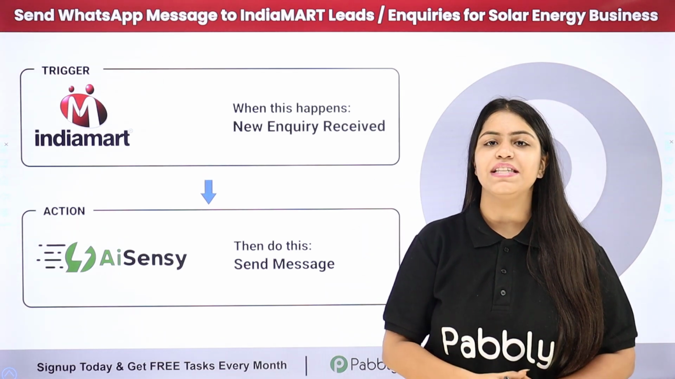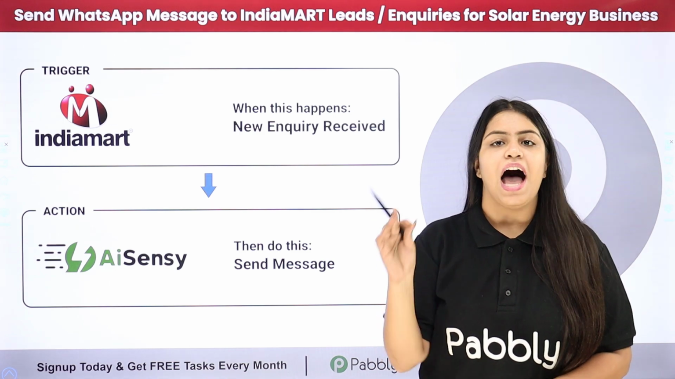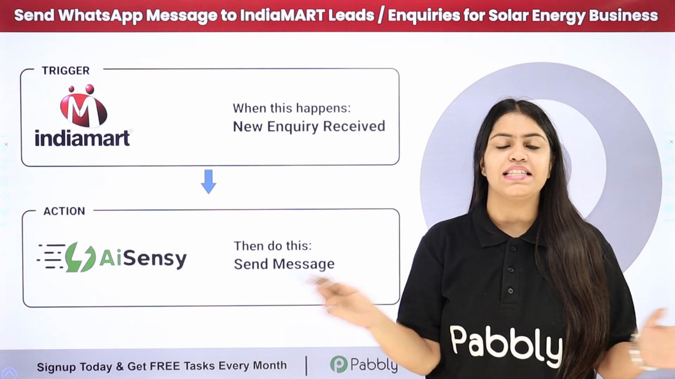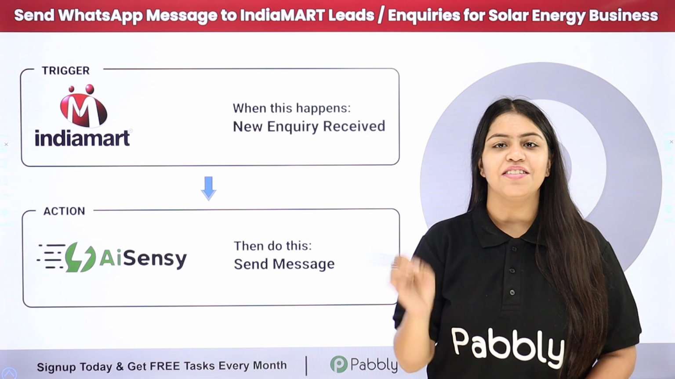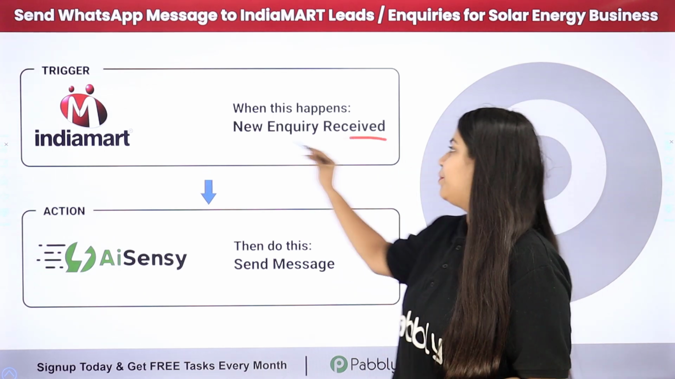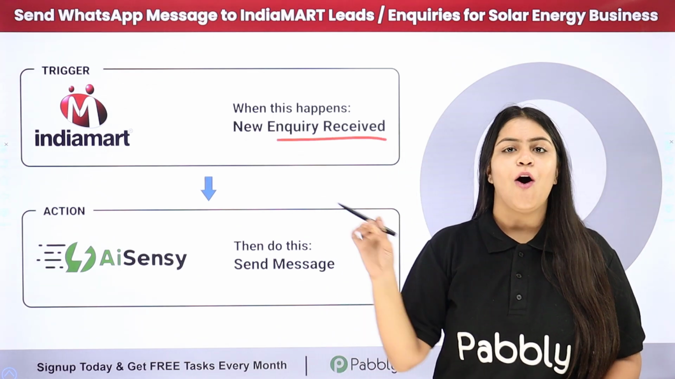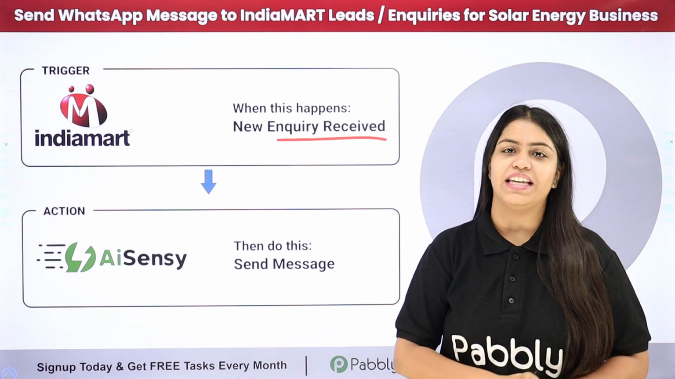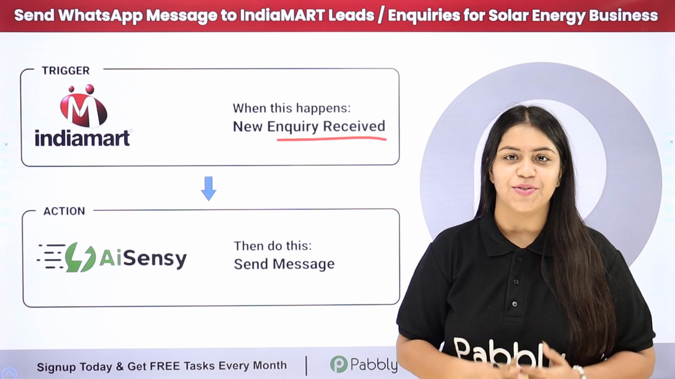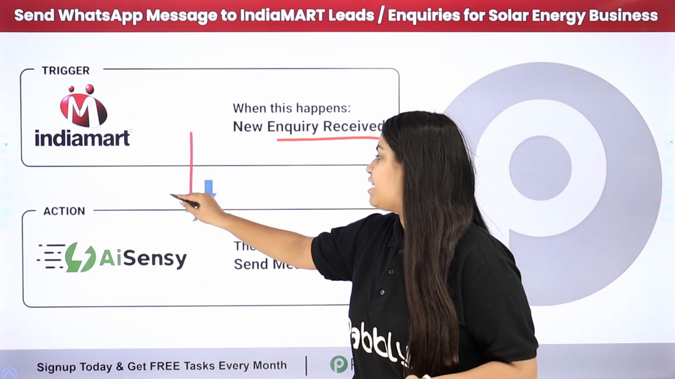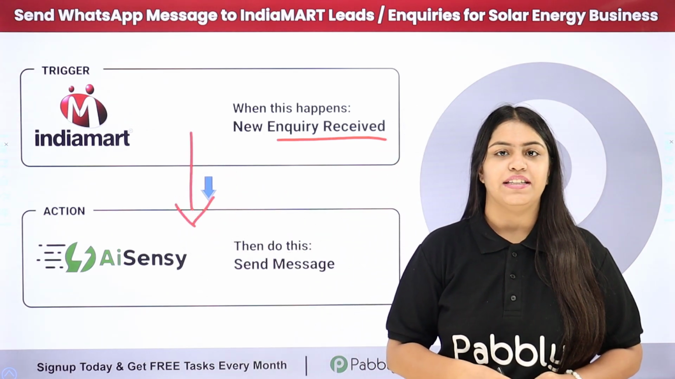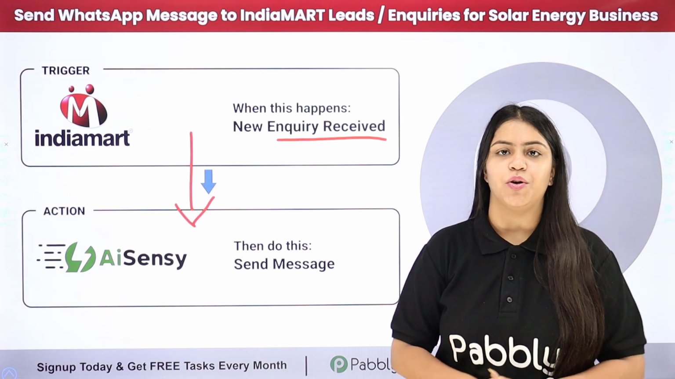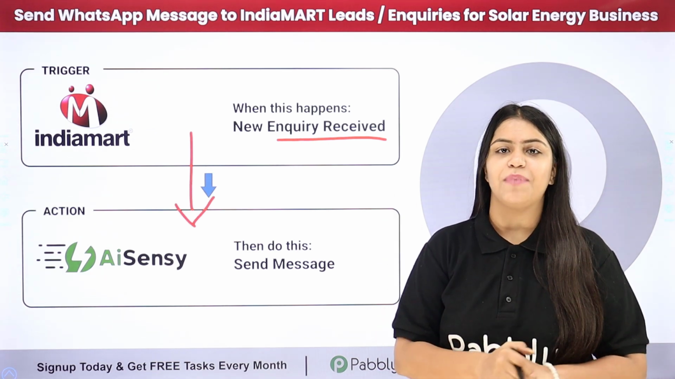So over here I'm running a business related to solar energy and we use IndiaMART to get more leads and inquiries for our business. So now what I want is that as soon as we receive a new inquiry or a new lead details, automatically my lead should receive an automated WhatsApp message so that we can nurture them. So to do this, we are going to create a connection between IndiaMART and AI Sensi. In order to create this connection without knowing any programming or coding language, we are going to use Pabbly Connect.